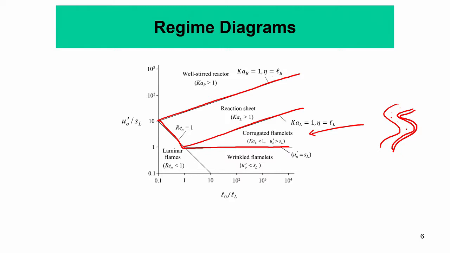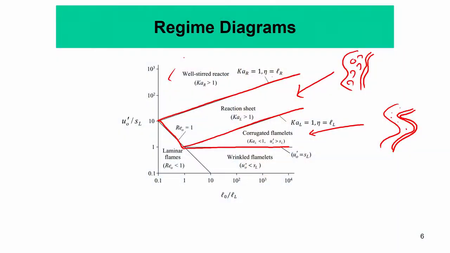Whereas in the reaction sheet regime, you had a structure where your preheat zone structure was disturbed by the smallest turbulence eddies. This was because your Karlovitz number was greater than 1. Karlovitz number greater than 1 meant your flame thickness was greater than the Kolmogorov length scale, the smallest scale of turbulence, and as a result your smallest scales of turbulence could penetrate into the preheat zone and distort the structure there. So, in this regime it is understood that along with molecular diffusivity, your turbulent diffusivity might be important.